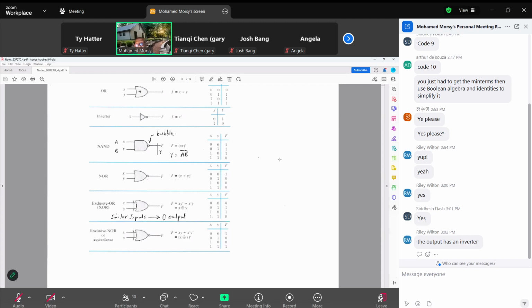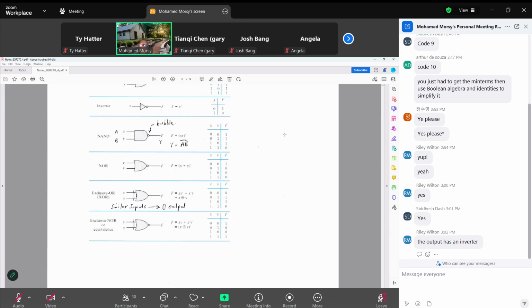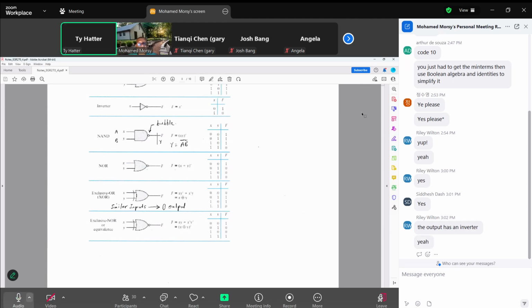Okay, if you worry about any confusion, just do it for AND, and then take the invert of the output. Everyone see what I'm saying? Please, if anything is not clear, ask. Ask, please. Don't leave it.